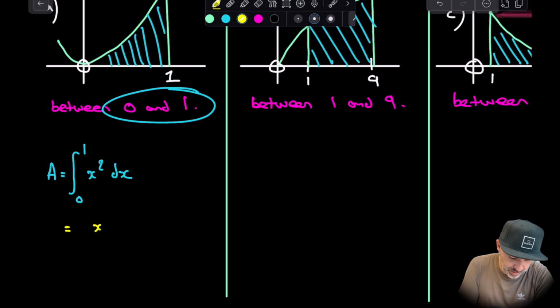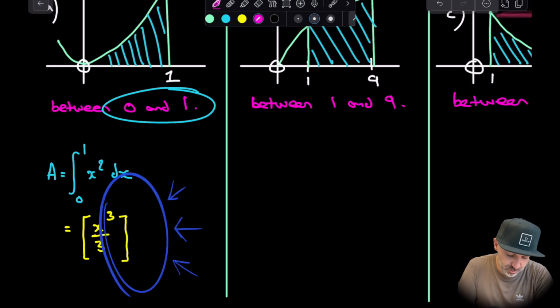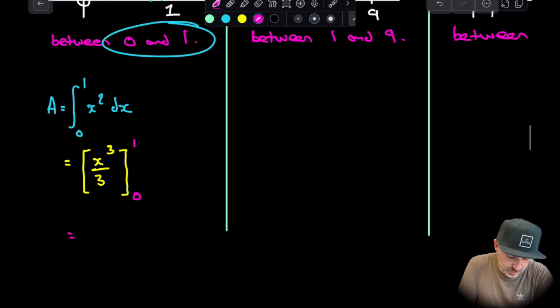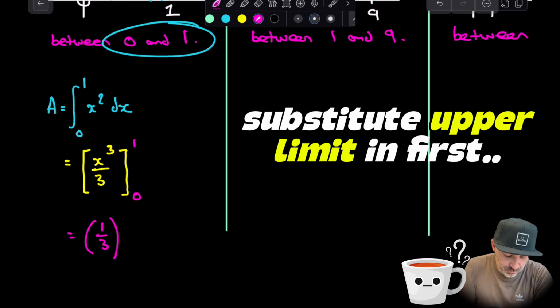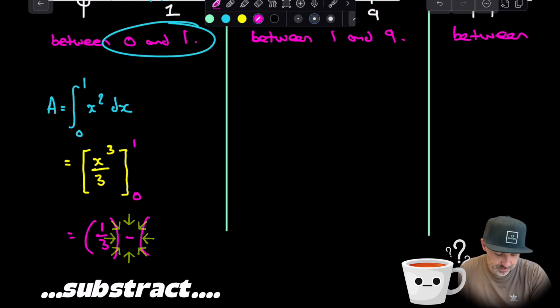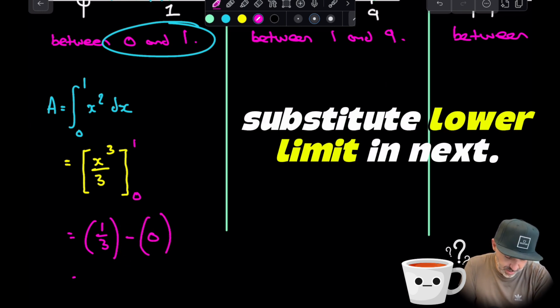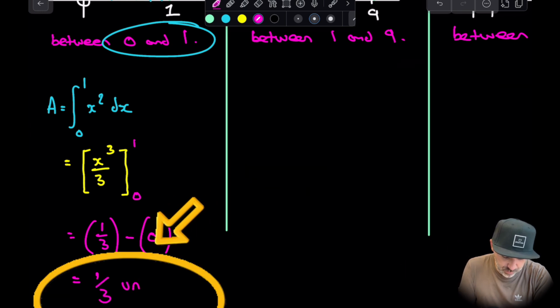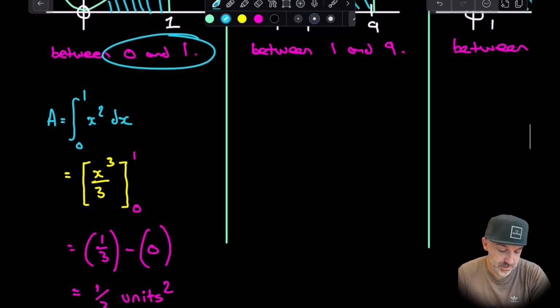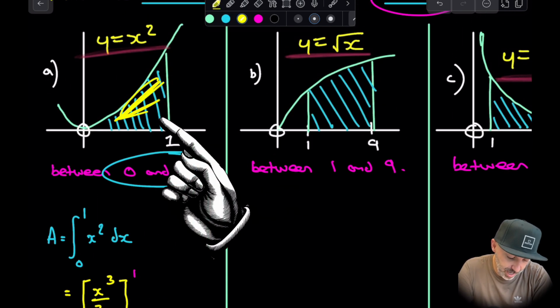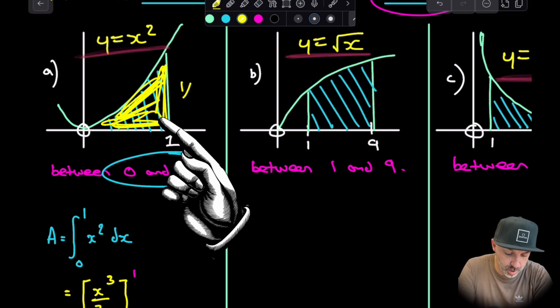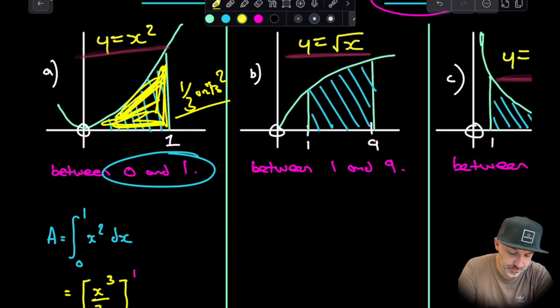so we'll use the reverse power rule. We're going to add 1 to the power and divide by the new power. Then we put our square brackets on, and this is important because we need to put our limits on, 1 and 0. So this will work out like the following. We plug 1 in, so 1 cubed is 1 over 3. Then we subtract when we substitute the lower limit in. When we plug that in, we will just get 0. So the area beneath the curve is 1/3 units squared. We don't know what the units are on this, so we'll just leave them as units squared. Just to be absolutely clear, this area here that I've shaded in yellow is 1/3 units squared.